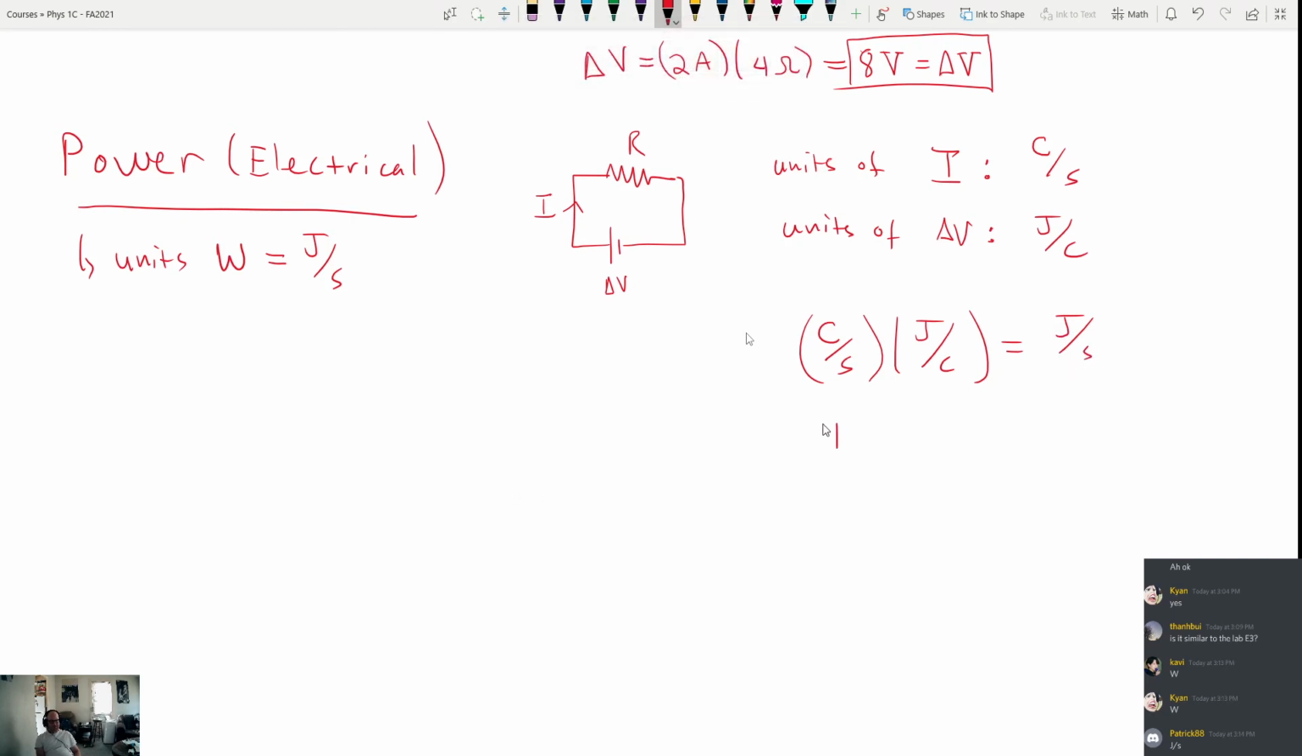So what's coulombs per second? That's I. What's joules per coulomb? That's delta V. And that's how you get power. You take current and you multiply by voltage. You can figure out how much power things that you own consume.